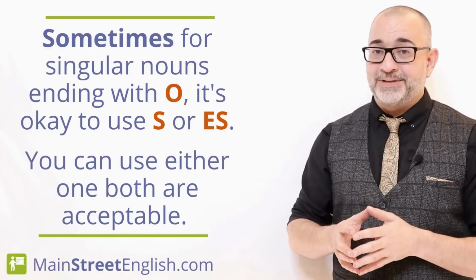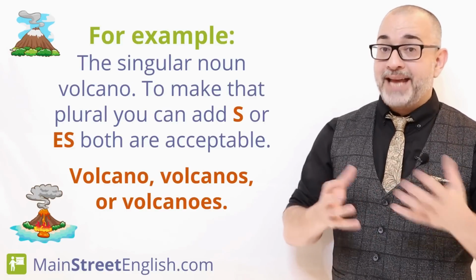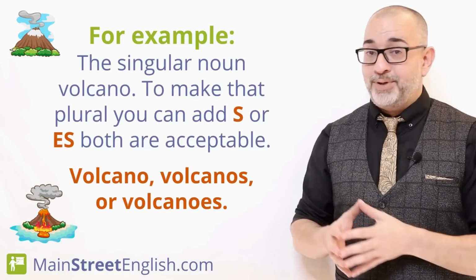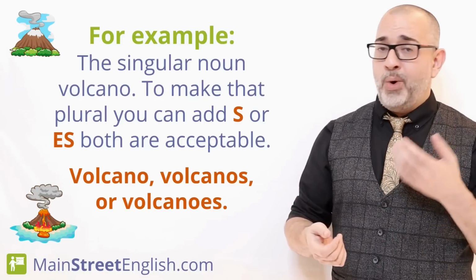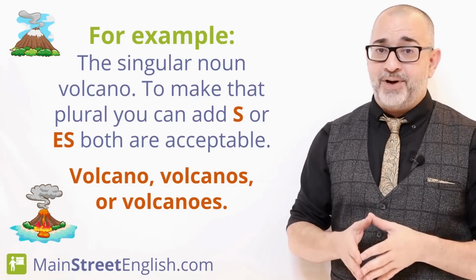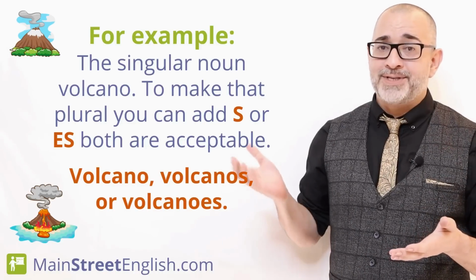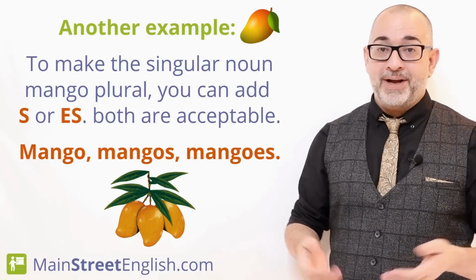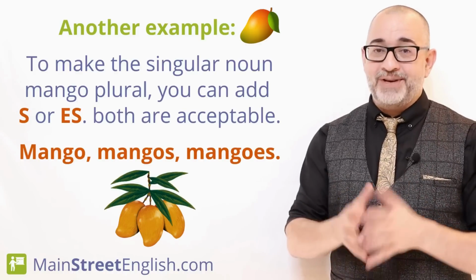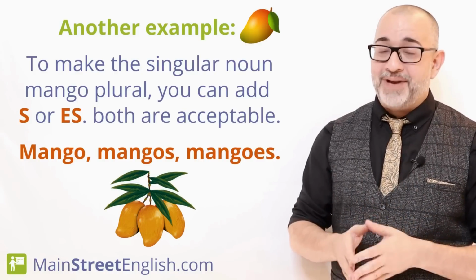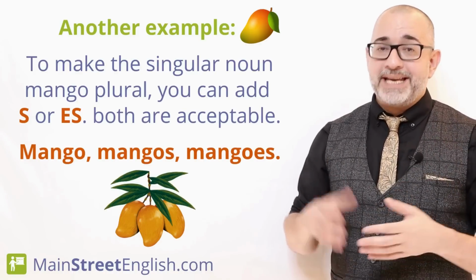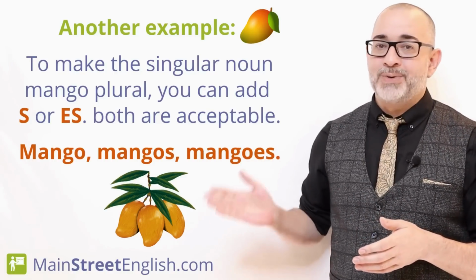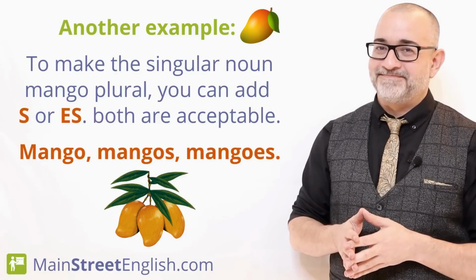Both are acceptable. For example, the singular noun volcano. To make that plural, you can add S or ES. Both are acceptable. Volcano, volcanoes, volcanoes. Another example, mango. To make the singular noun mango plural, you can add S or ES. Both are acceptable. Mango, mangoes, mangoes.